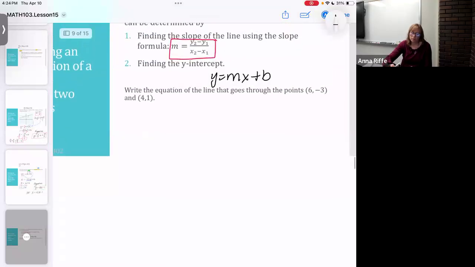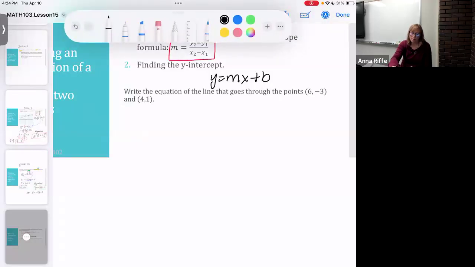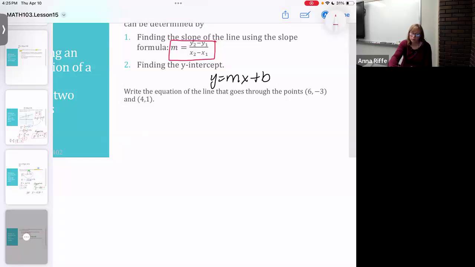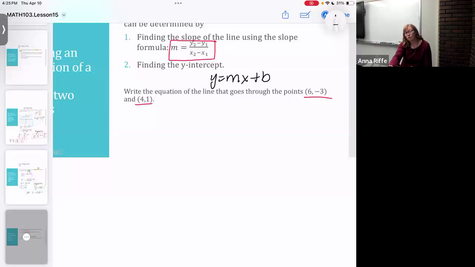Let's write the equation of a line that goes through the two ordered pairs, 6, -3, and 4, 1. Last time we talked about how to use the slope formula to find the slope of a line. Let's just let this first point listed be x1, y1. Let's let the second one be x2, y2. You could switch it if you prefer, doesn't really matter.